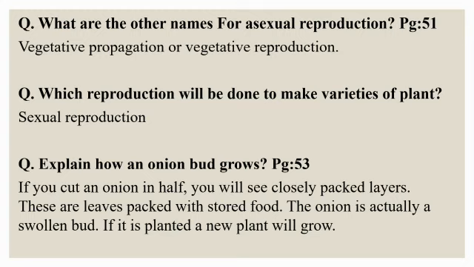Now the last question, which is on page number 53, is explain how an onion bud grows. The answer is, if you cut an onion in half, you will see closely packed layers. These are leaves packed with stored food. The onion is actually a swollen bud. If it is planted, a new plant will grow.